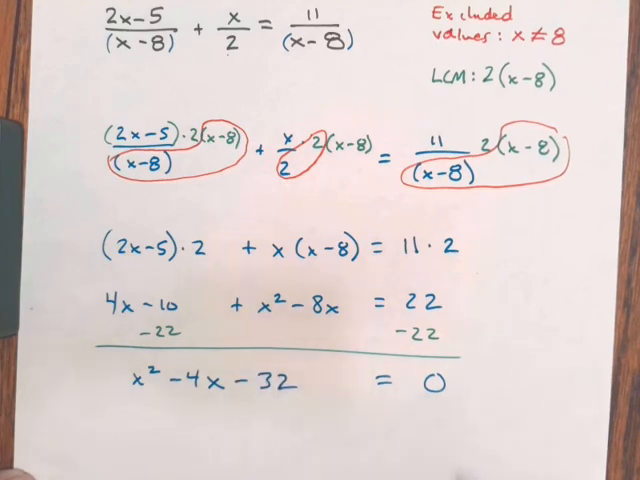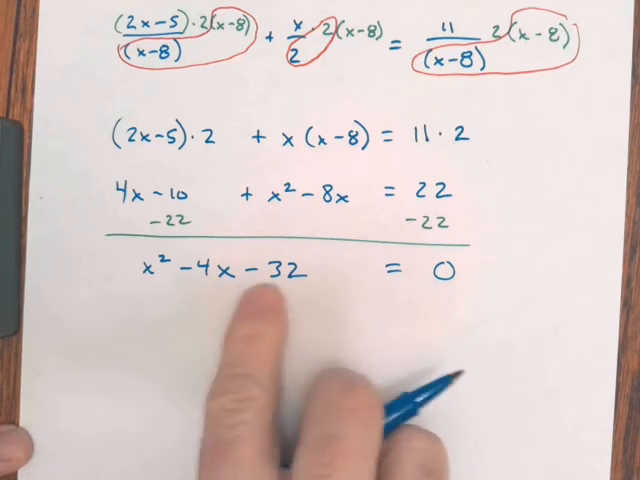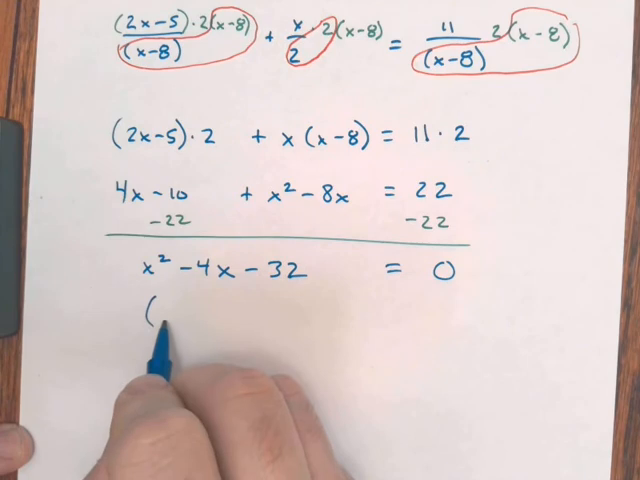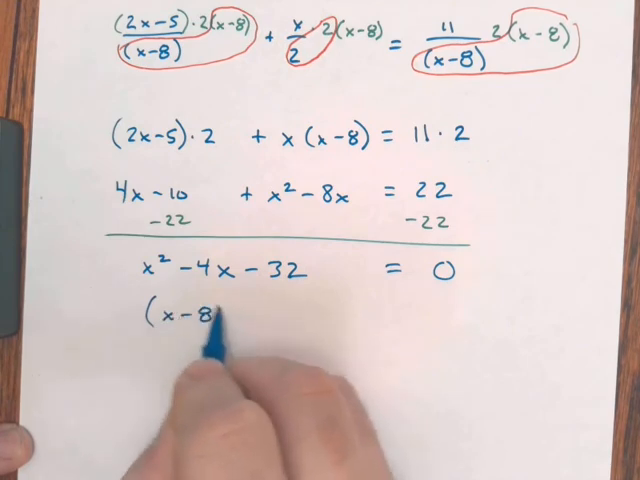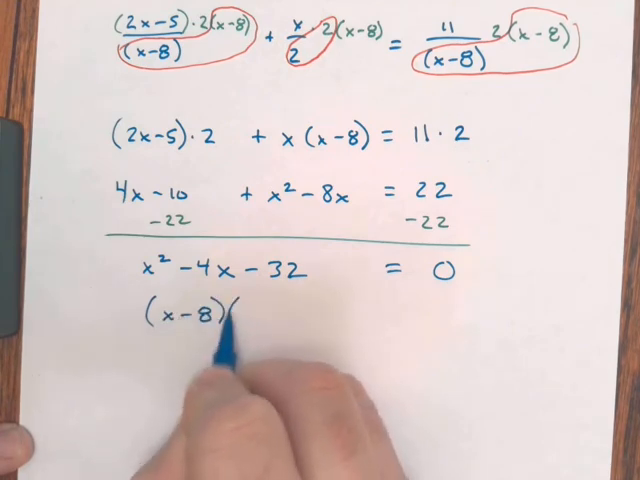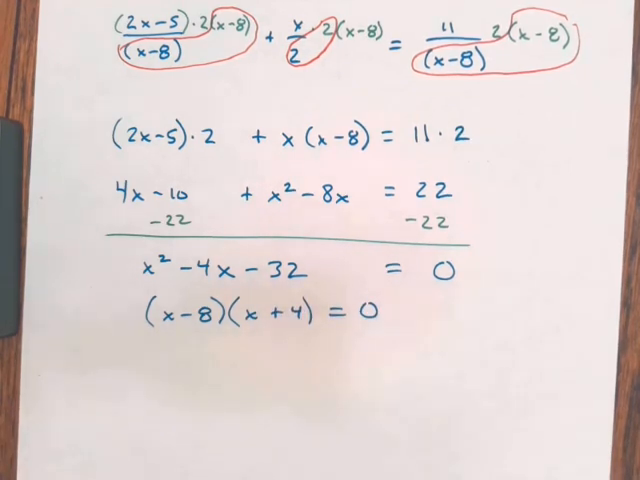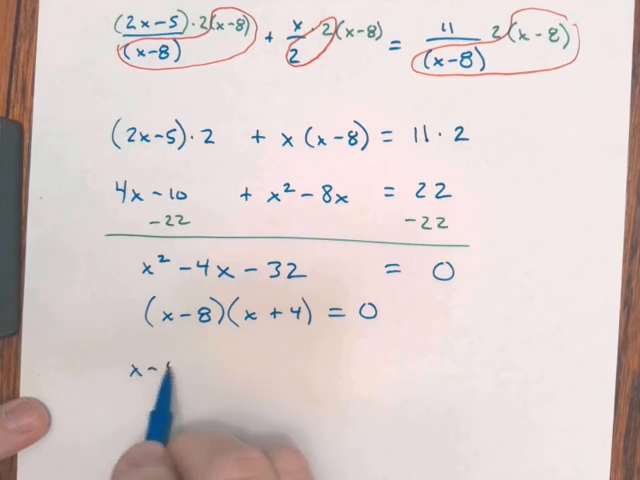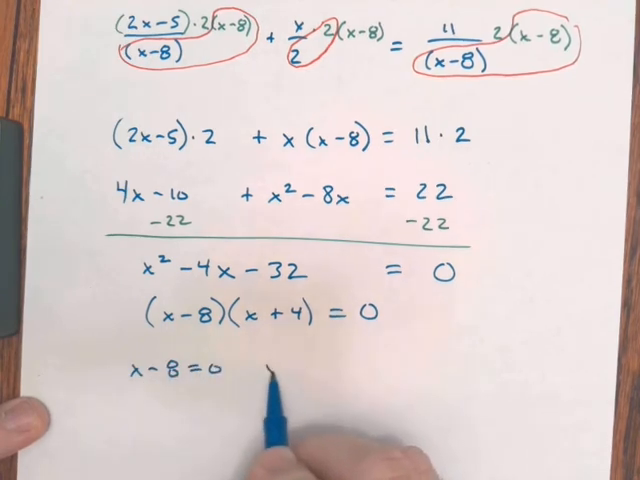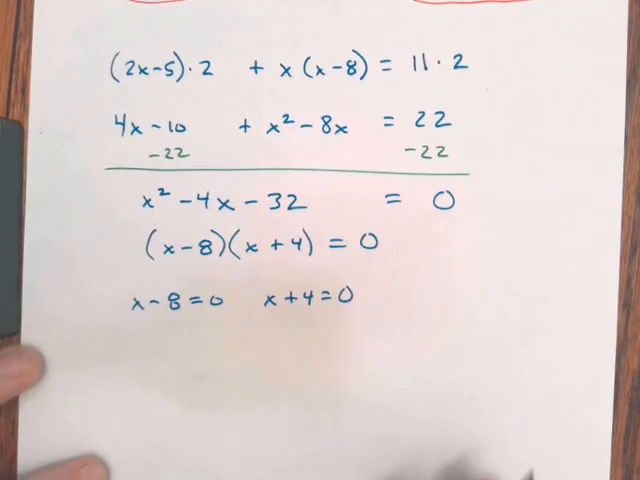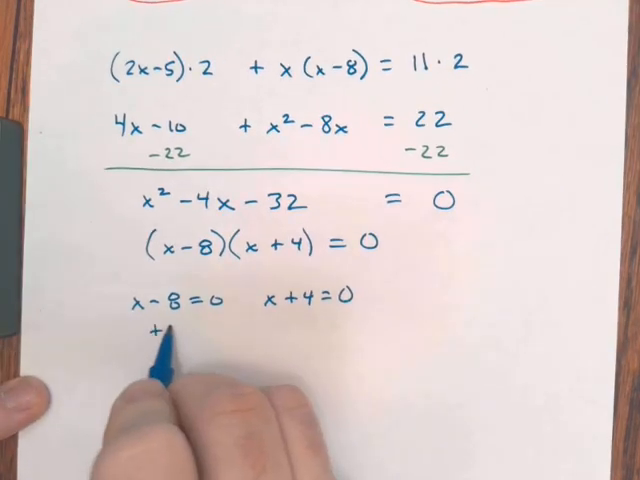Using the add-multiply method, looking for two numbers that add to be negative 4 and multiply to be negative 32, that would be a negative 8 and a positive 4. So using our shortcut, that would factor into x minus 8 times x plus 4. Outside the parentheses, we do not have any addition or subtraction, so I can set each one of those equal to 0 and then solve.